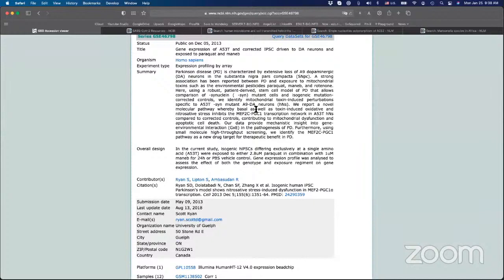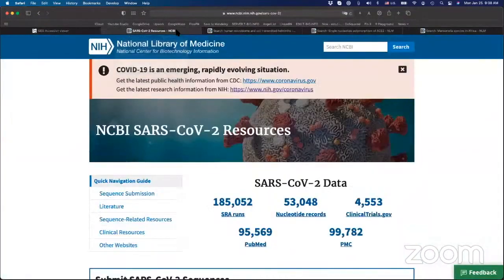Okay, so for the first one, we found data in about a couple of minutes. Let's go to the second one. So here, it's obvious that we're going to find a lot of data.